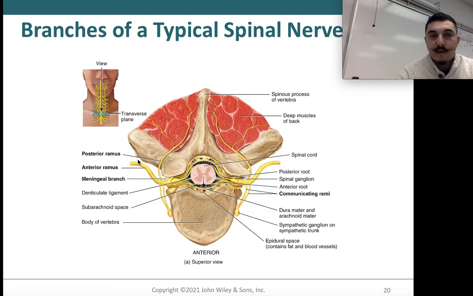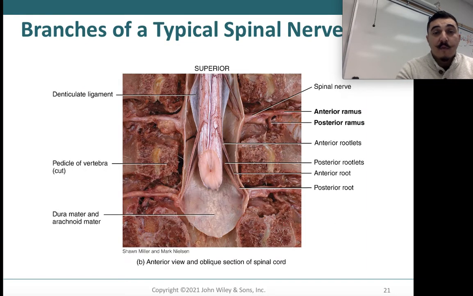We have the posterior ramus, anterior, posterior, the communicating rami as well. It's coming over here from the right side. And we have our roots, those posterior roots, anterior roots, where they branch off a little bit, where they start, kind of like a tree. They're rooted, and those are the roots that start branching off the tree a little bit. This is a pretty cool dissection.